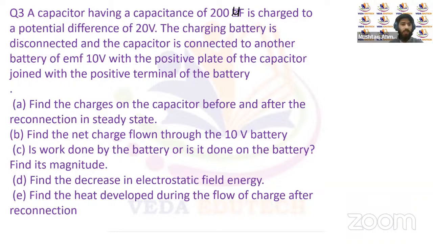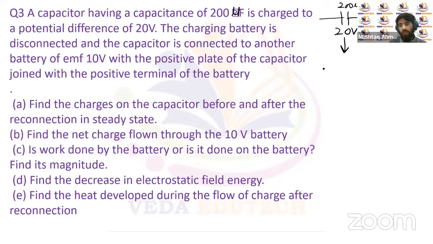The charging battery is disconnected and the capacitor is connected to another battery of EMF 10 volt with the positive plate of the capacitor joined with the positive terminal of the battery. So initially we had a capacitor like this. Its capacitance was given as 200 microfarad and the potential drop across this capacitor was given as 20 volts. Then the charging battery is disconnected and the capacitor is connected to another battery.